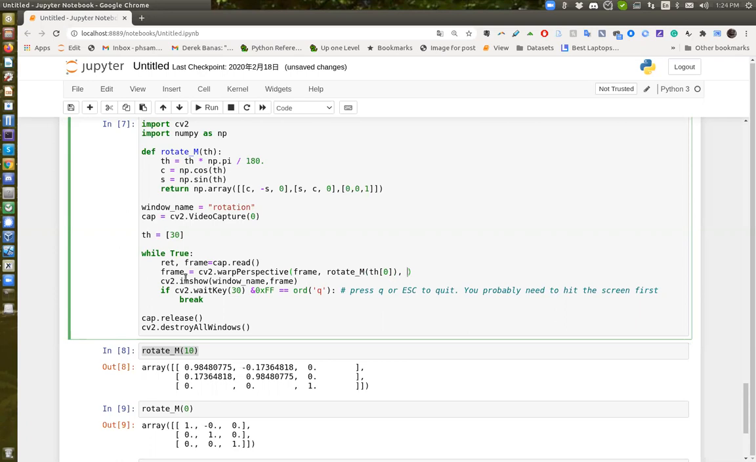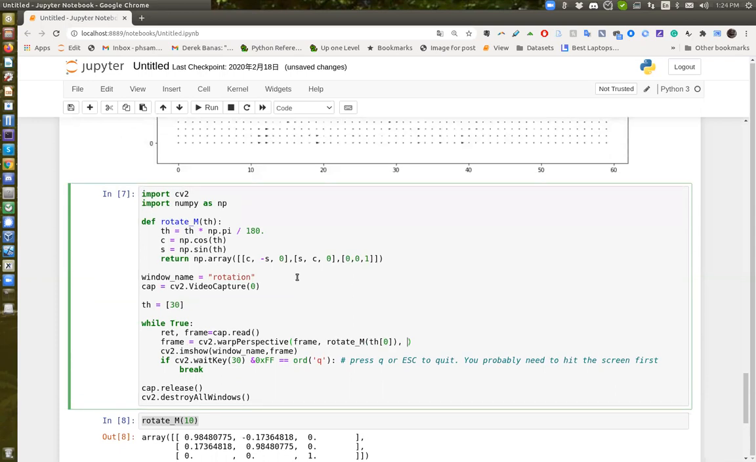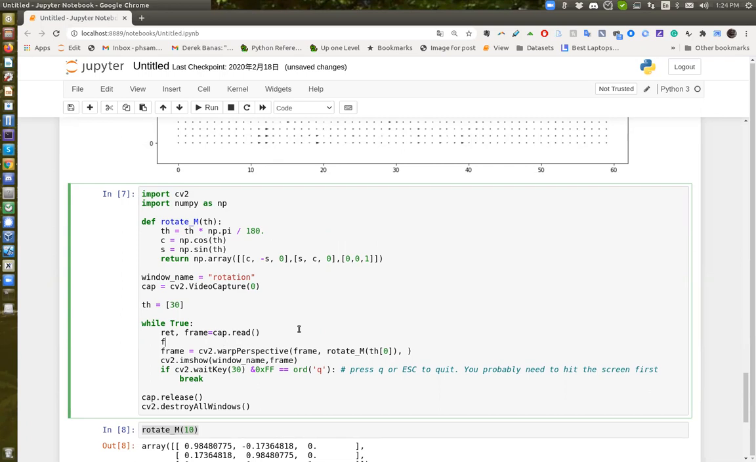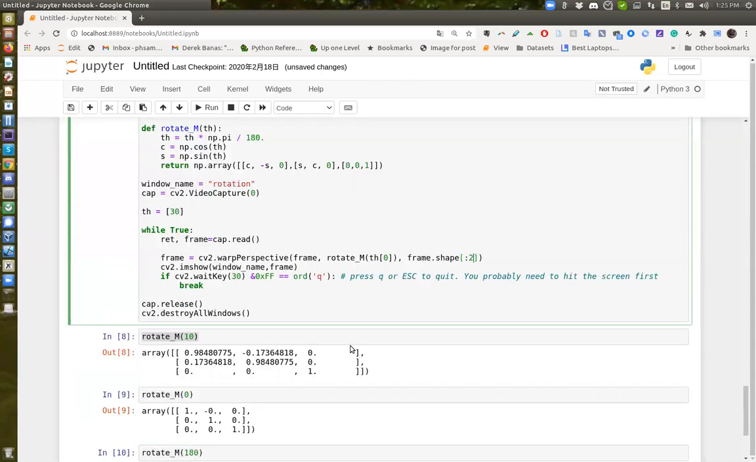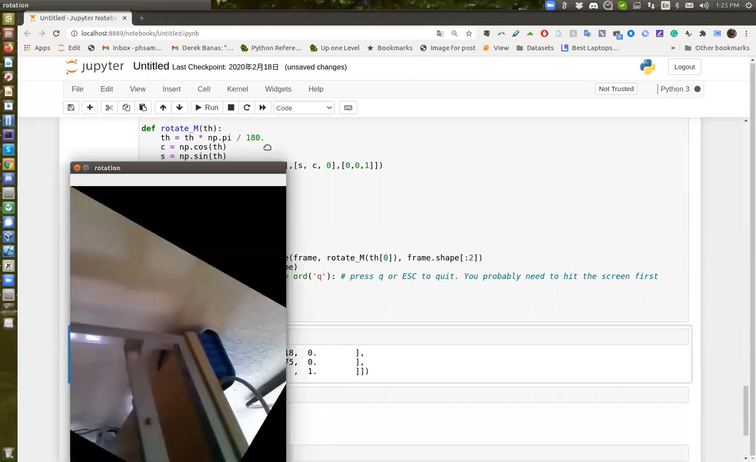And for the warp perspective, we need to define the image size somehow. So maybe I can use the original size there. I always don't remember, okay, let me try. I will take the first two values here. So it may be okay. Let's try that. And yeah, it looks like it's all doing okay.